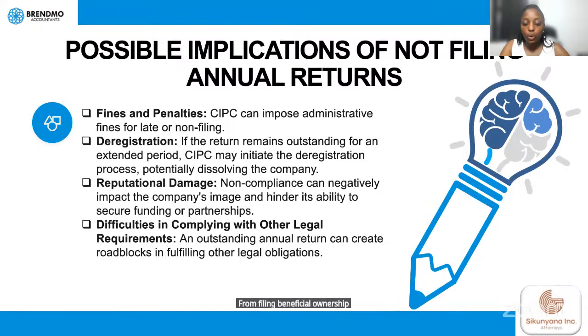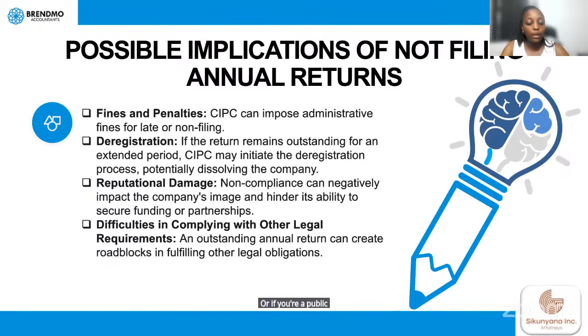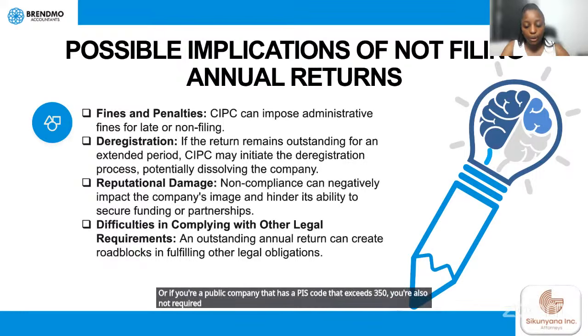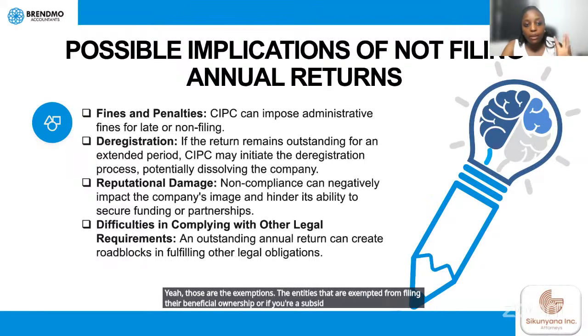If you're a state-owned enterprise, you're exempted from filing beneficial ownership. If you're a public company that is listed on the JSE, you're not required to file your beneficial ownership. Or if you're a public company that has a PIS score that exceeds 350, you're also not required to file your beneficial ownership. Those are the exemptions. Or if you're a subsidiary of the companies that I have indicated above, then you're not required to file your beneficial ownership.